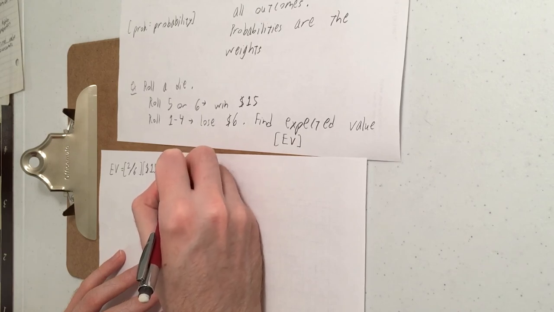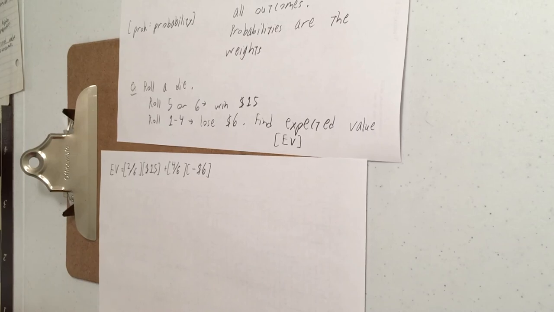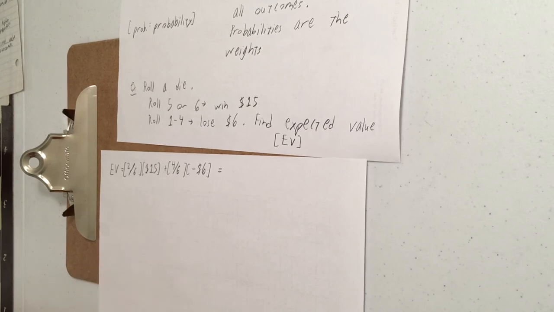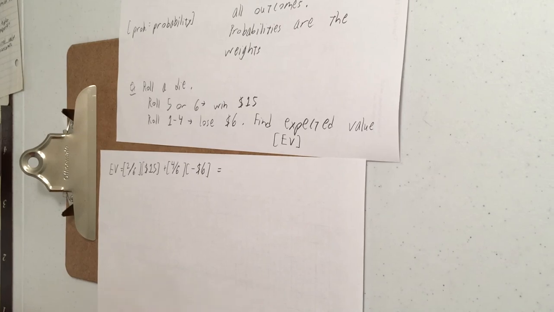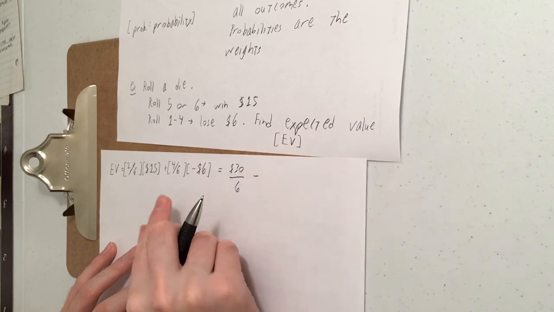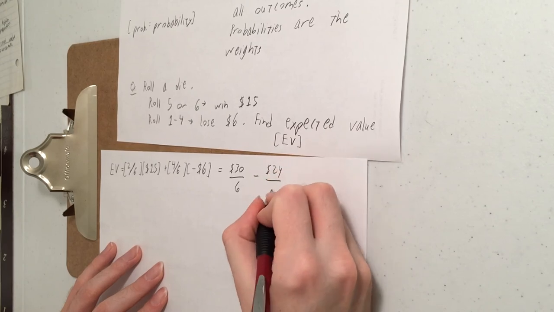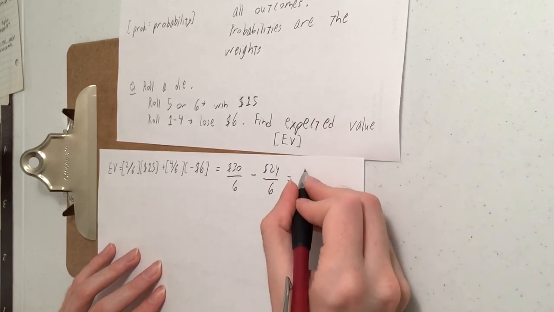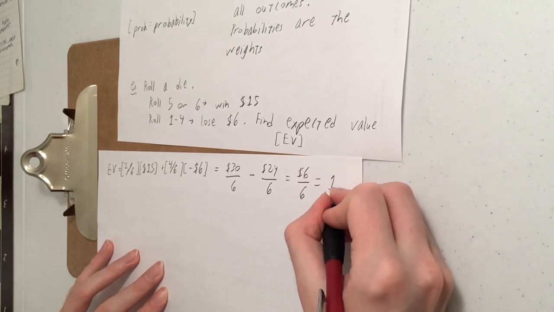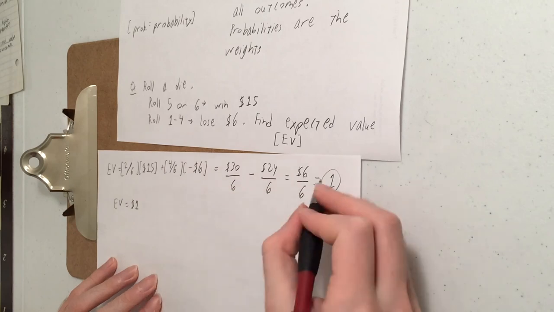For the same reason, you'll see this be, well, 1 through 4 is going to happen 4 times out of 6 on average. So now we go calculate that. So 2 over 6 times 15 is going to be 30 over 6. And then we have 4 over 6 times 6 would be 24 over 6, which is 6 over 6, which is 1. Just say $1.